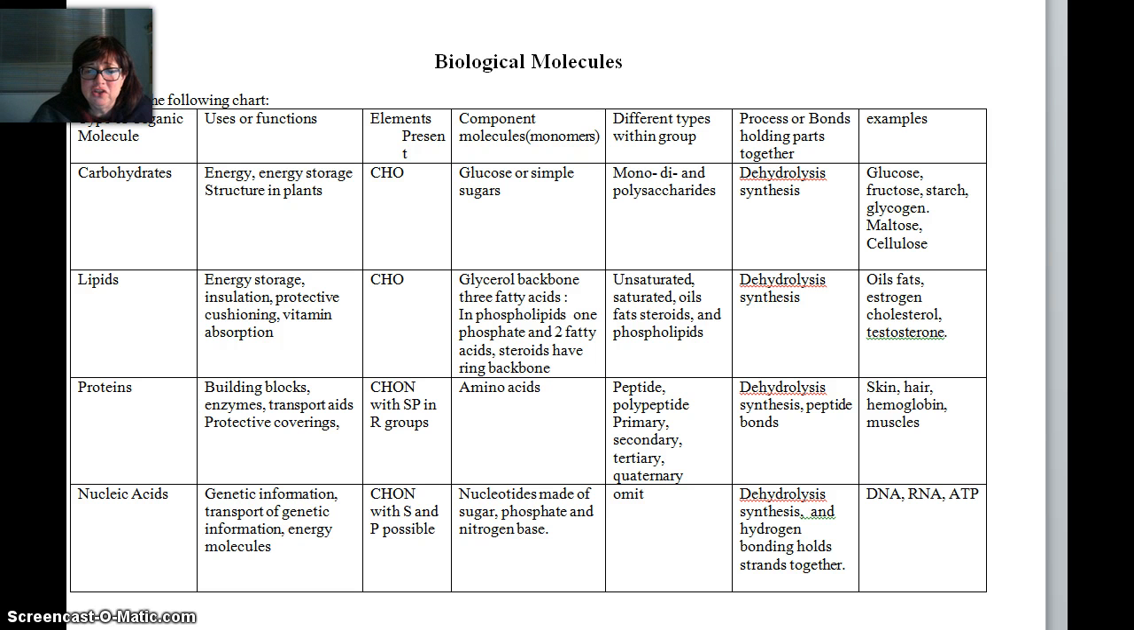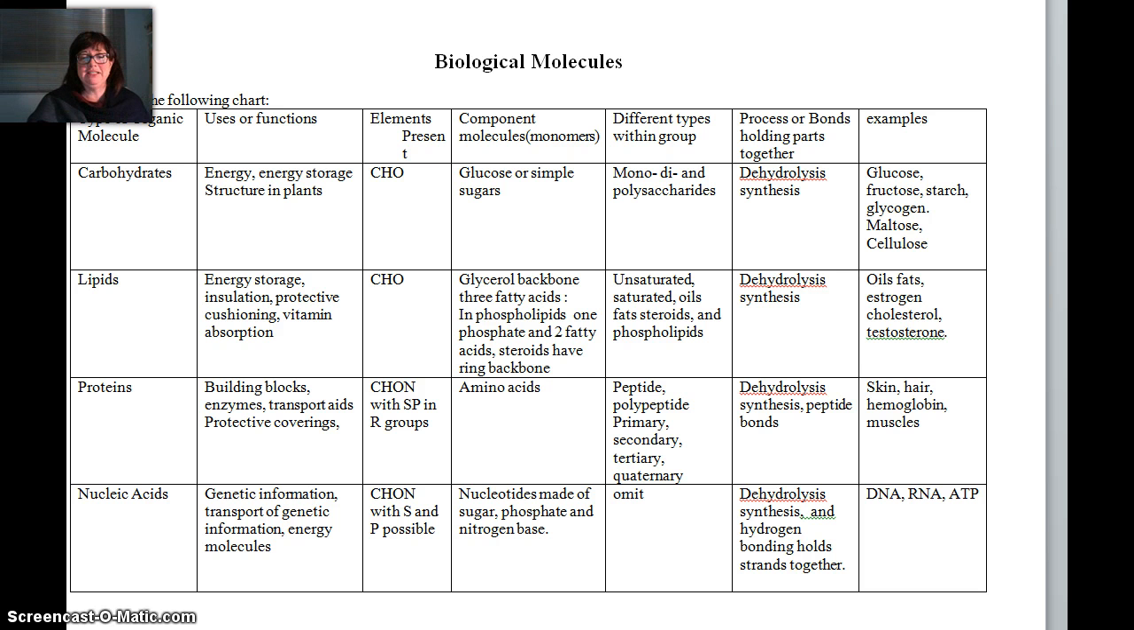Carbohydrates are mainly used for structure in plants, energy, and energy storage. We talked about the repeating molecule, which is a monomer. In this situation, it's glucose. Dehydration synthesis is the process that builds. You'll have to look that one up for more detail. It's basically taking off the water and building things together. There's a video on it.